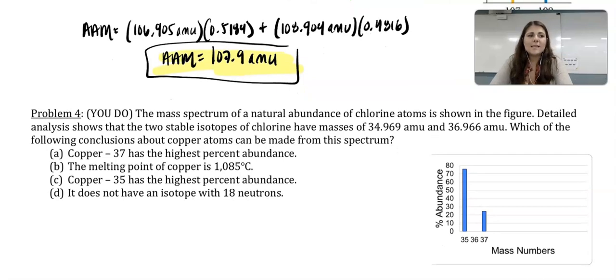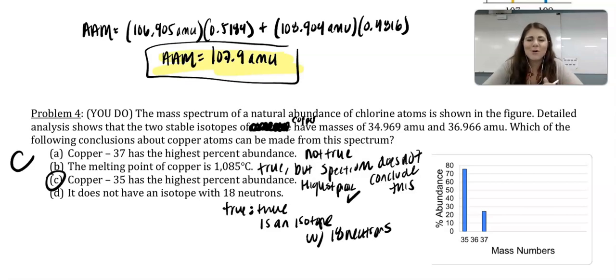All right, this is the last problem for these notes. So why don't you pause the video, try this out yourself. This is a you do problem. It's a multiple choice. Pause. All right, let's go over the answer. I apologize, that's supposed to say copper, not chlorine. So here there are two stable isotopes of copper, and they have these two masses. So which of the following conclusions about copper atoms can be made from the spectrum below?